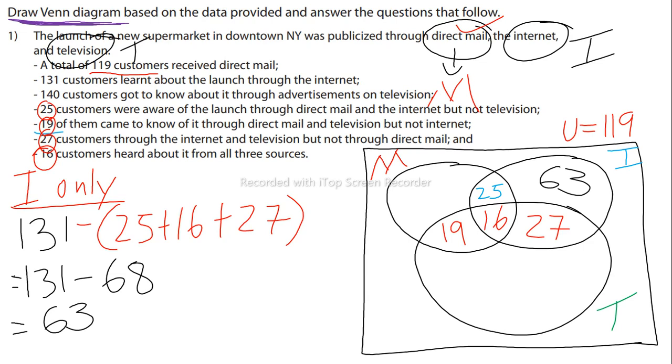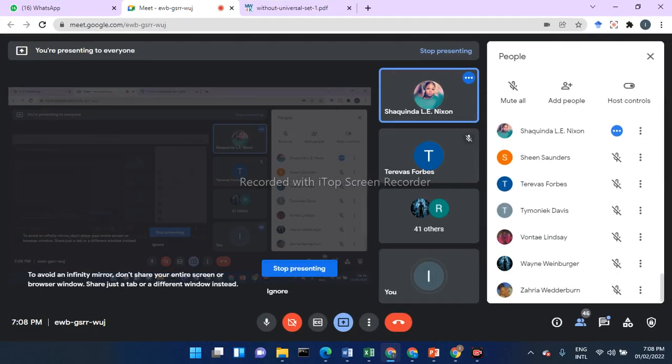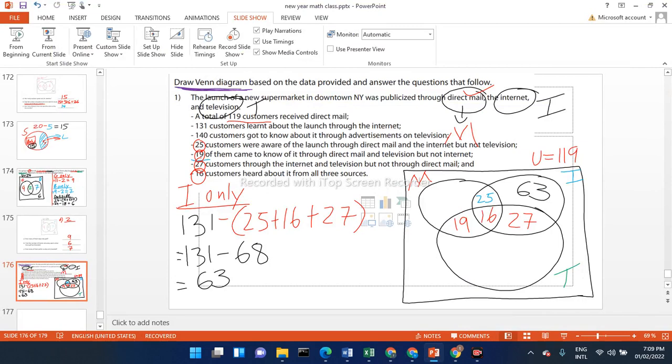Okay, so we already get I only. Now we need T only. And how are we gonna get T only? You have to add 19, 16, and 27, and then subtract it from 140. Yes. Okay, so let's do that.